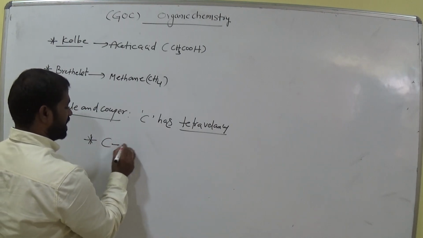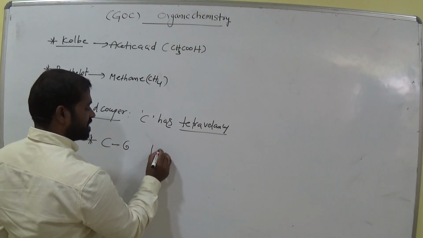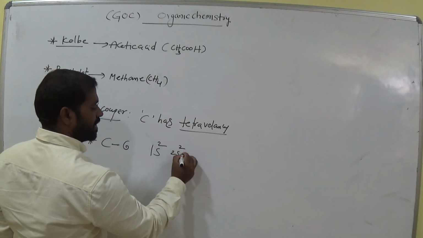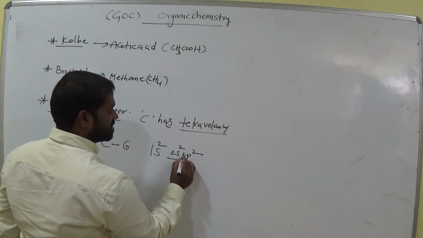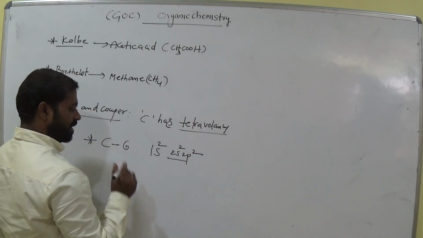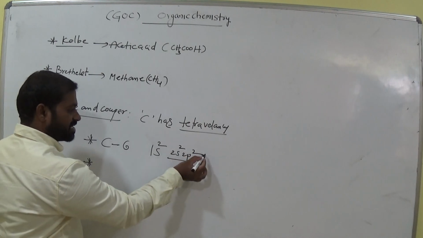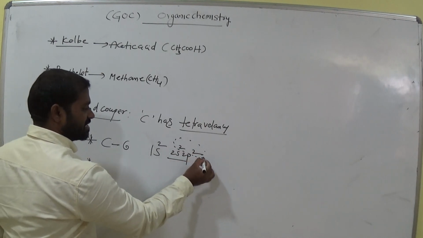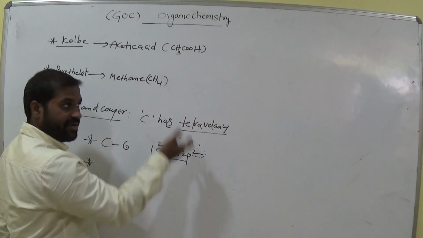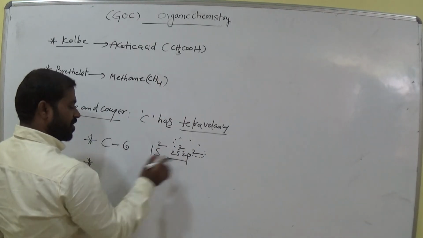so carbon atomic number is 6, am I right? Write its electronic configuration: 1s2, 2s2, 2p2, clear? How many electrons are present in the outermost shell? 4. So 4 valence electrons. These electrons are called valency electrons. Why are these present in the outermost shell? Already we discussed initially. Okay, 4 electrons.